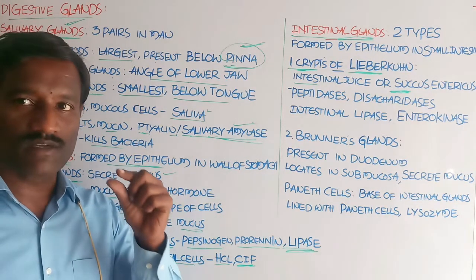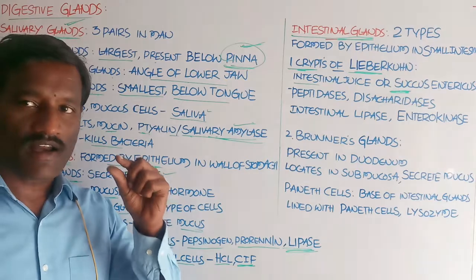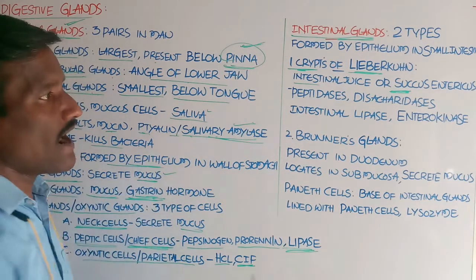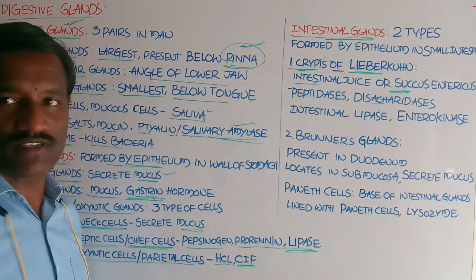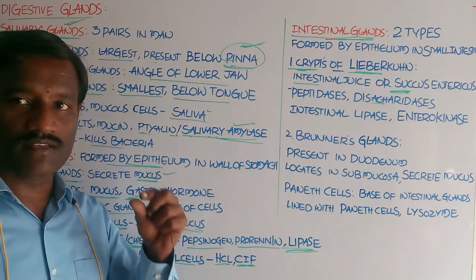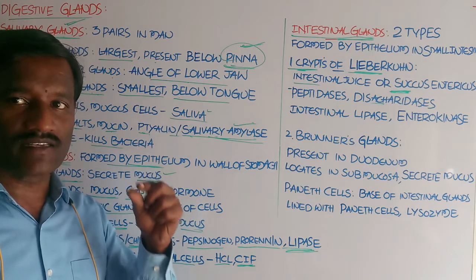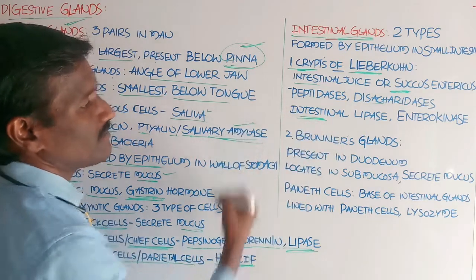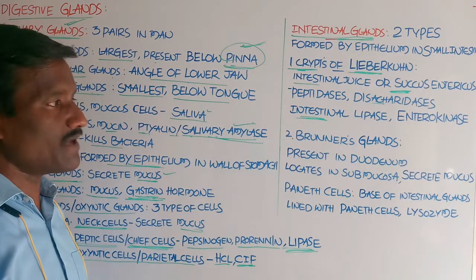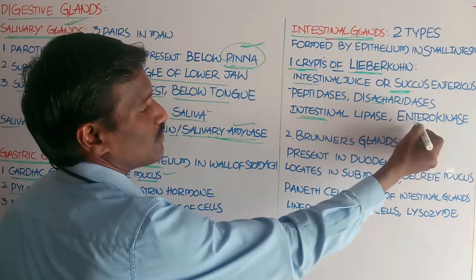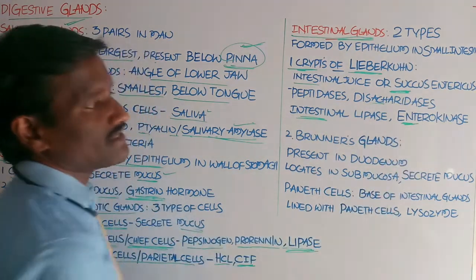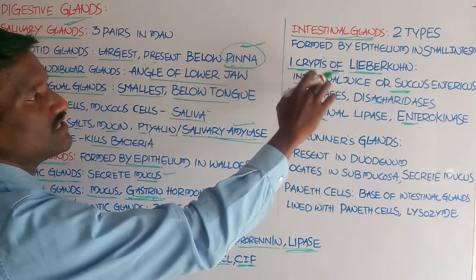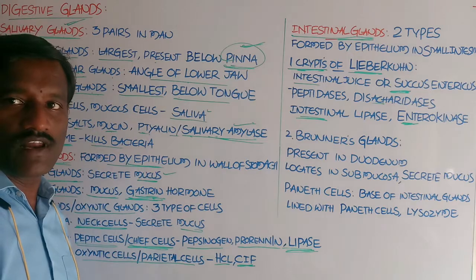Intestinal juice consists of peptidases. These are tripeptidases, dipeptidases, aminopeptidases, and disaccharidases also present. These are maltase, sucrase, lactase. These are disaccharidases, and intestinal lipase. Intestinal lipase is also present, and also one activator enzyme, that is enterokinase. These are present in the intestinal juice which is secreted by crypts of Lieberkuhn.